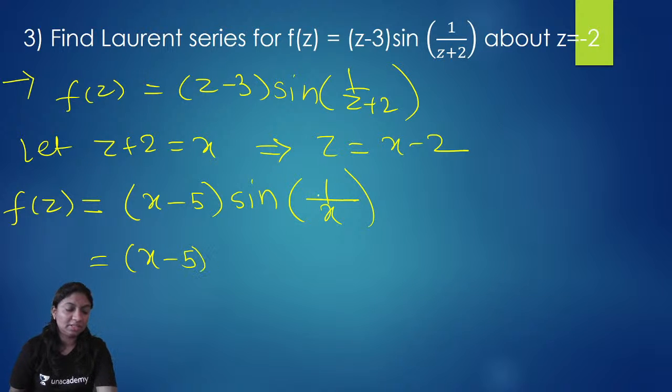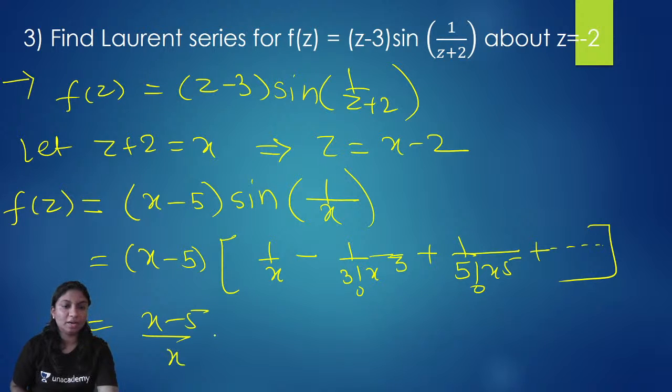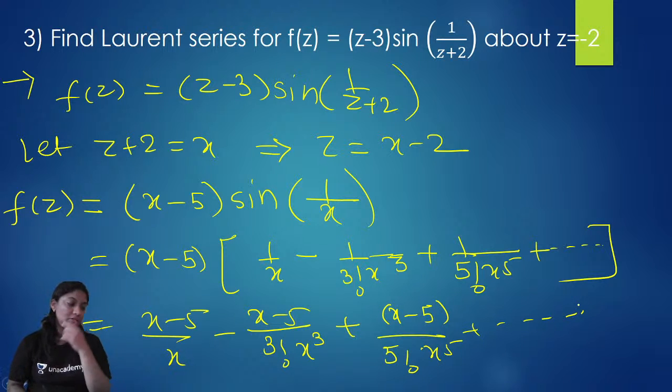Now the sine expansion in series, we will get here 1 by x minus 1 upon 3 factorial into x raised to 3, plus 1 upon 5 factorial into x raised to 5, plus and so on, which is equal to (x minus 5) times that. 3 factorial is 6, right. So this is your f of z.